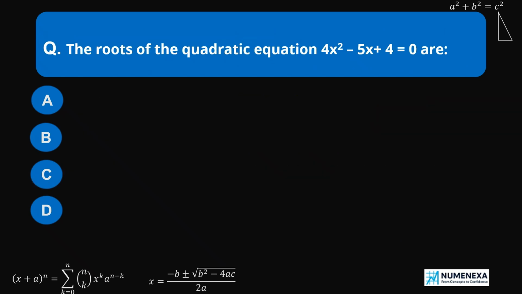The roots of the quadratic equation 4x squared minus 5x plus 4 equals 0 are. Here are the options.